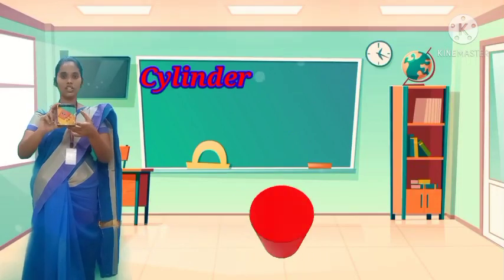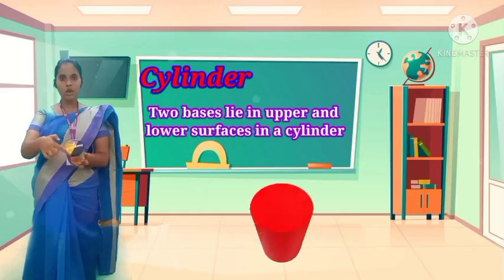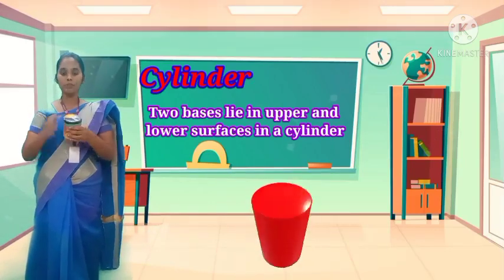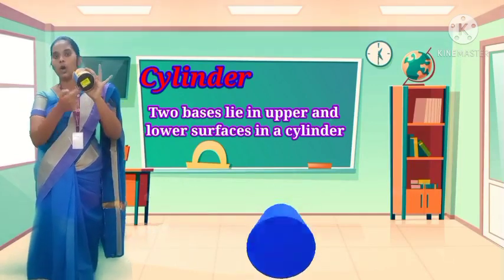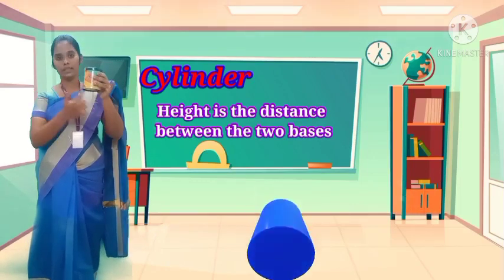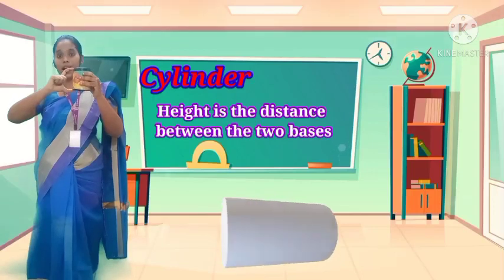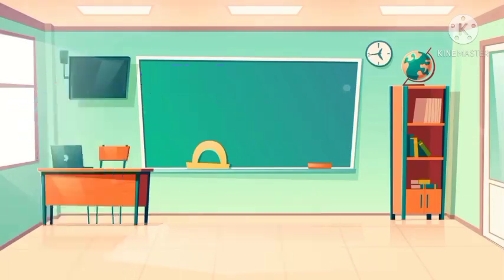Cylinder is a 3D shape. It has 2 bases, on the upper surface as well as the lower surface. Height is the distance between the 2 bases.